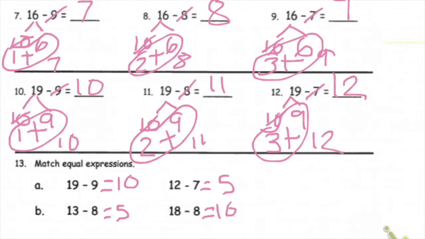Now you're able to see which ones match each other, because whichever ones equal the same thing. Well, we know that 19 minus 9 is the same thing as 18 minus 8 because they both equal 10. And 13 minus 8 is the same as 12 minus 7 because they both equal 5. So that's why they match together.